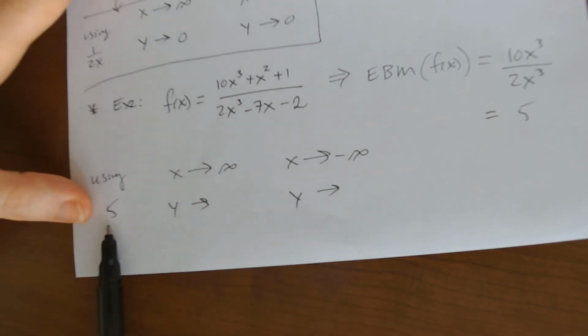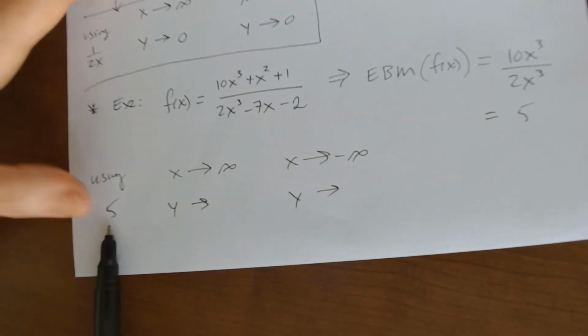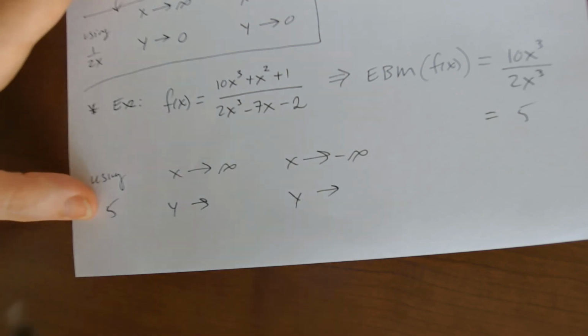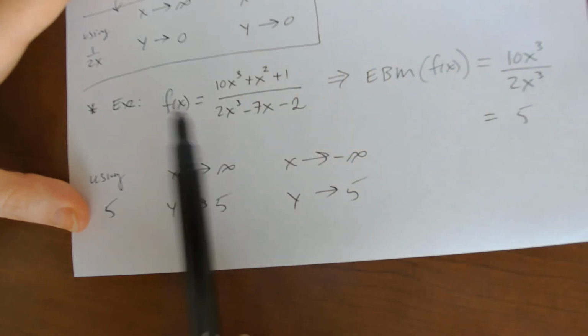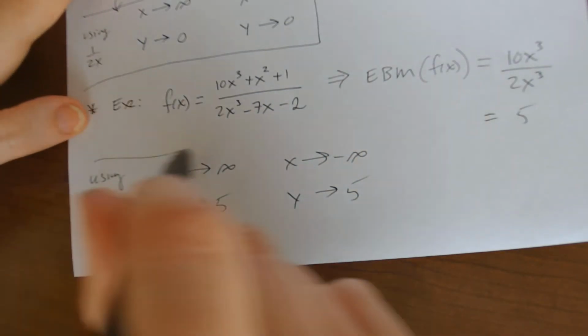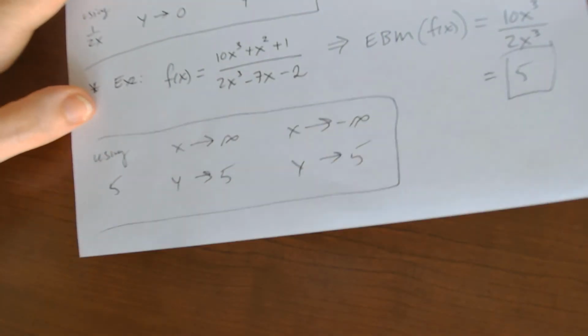So we're just using 5. x could be 10, 100, 1,000, a million. It could be negative 10, negative 100, negative 1,000, negative a million. This is always going to be 5. So we actually have a horizontal asymptote for that. All right, so there's the end behavior model. The answers are what I boxed up.